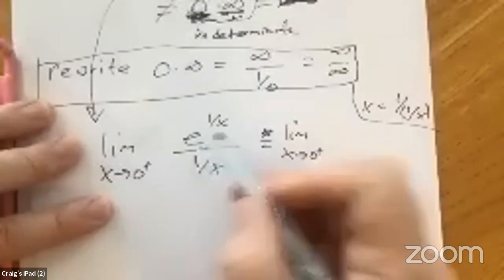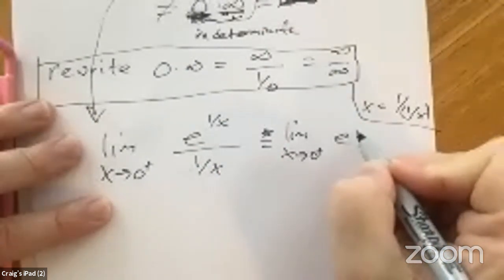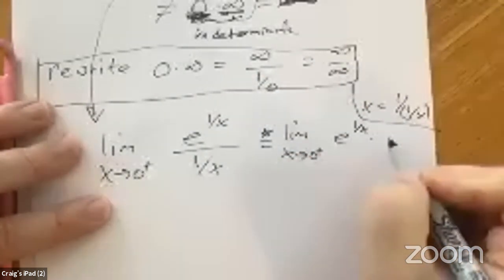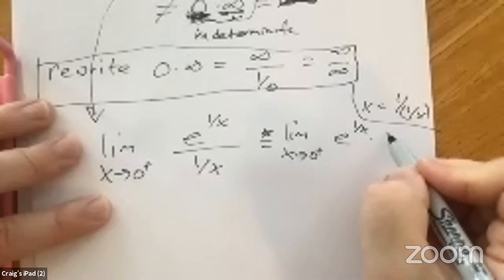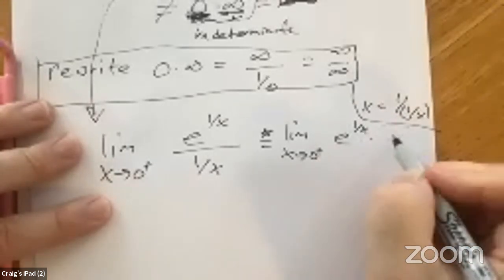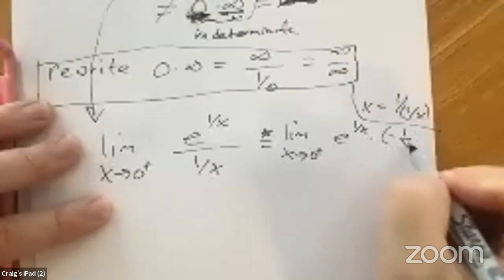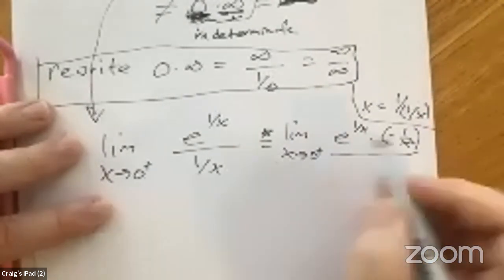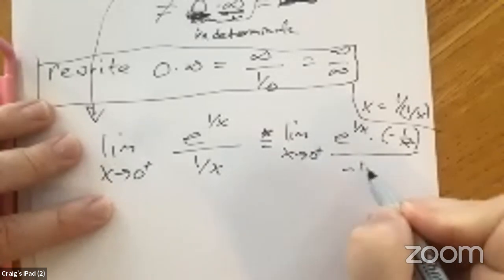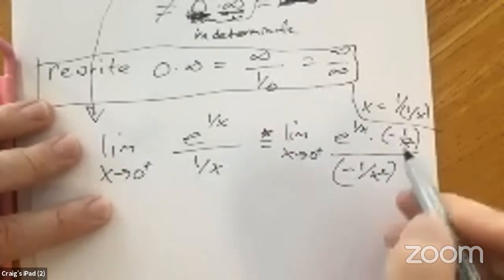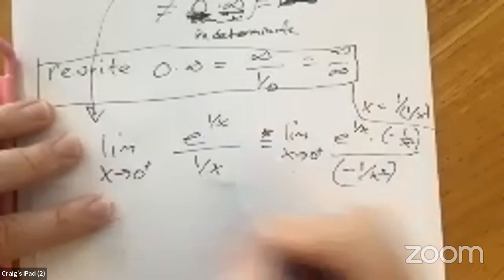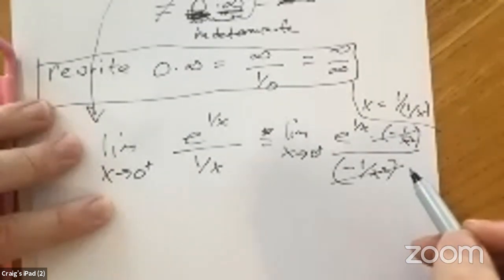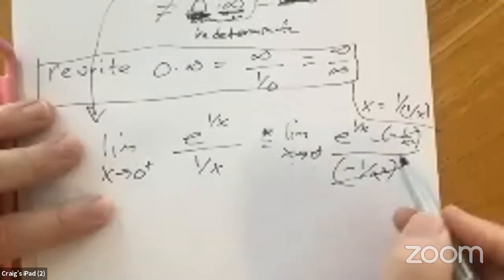So I use L'Hopital's rule on e to the 1 over x, and the derivative of e to anything is e to that same thing times the derivative of 1 over x. Remember, that's x to the minus 1. It's minus 1 over x squared when I differentiate it. And the derivative of 1 over x is minus 1 over x squared. It's the same top and bottom, this one. So algebraically, I can cancel those before x goes to 0.